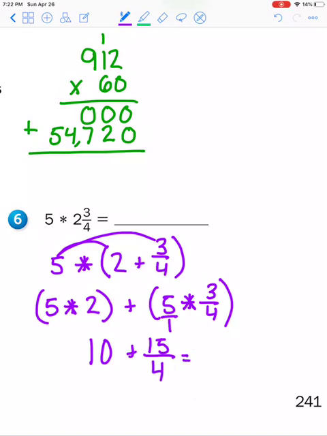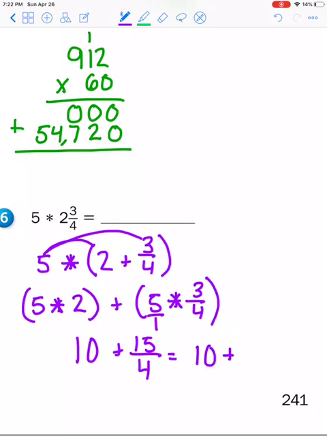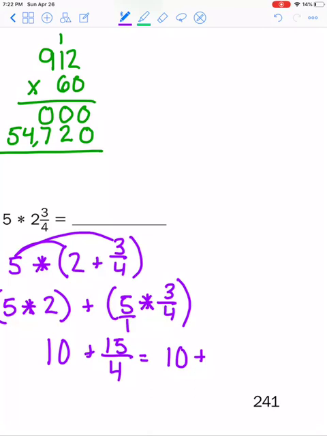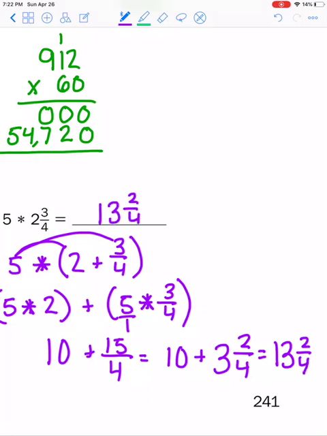Now, what is a multiple of 4 that's close to 15? I could rewrite this as 10 plus, well, I know 4 times 3 would give me 12. 15 minus 12 is 2/4. And I get 13 2/4. If you wrote that as 13 1/2, that's okay too. Okay, great job.